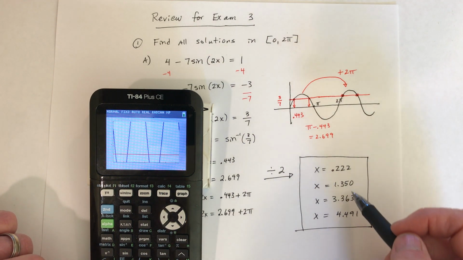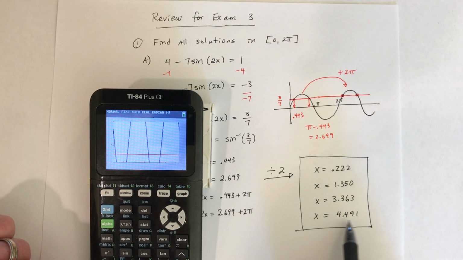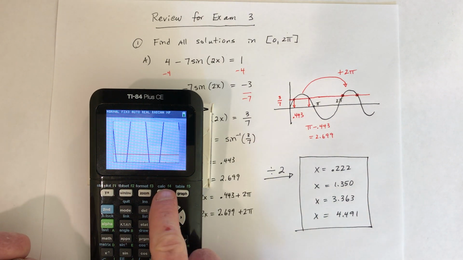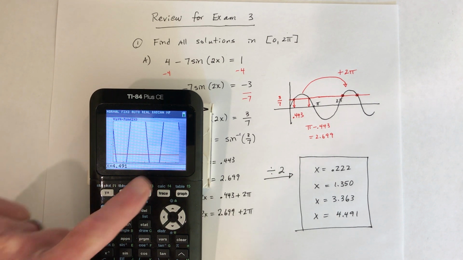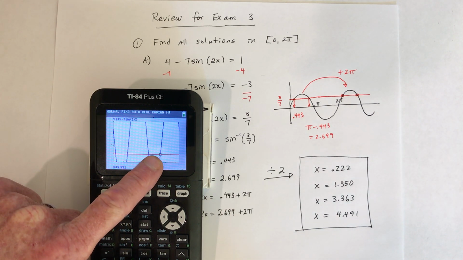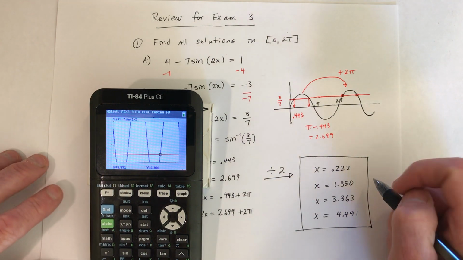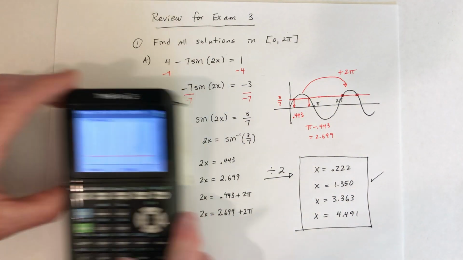So instead of testing each and every one of these, I'm going to test this last one. Most likely, if I got that one right, I got all the rest right. So go to trace and type in 4.491, and that should be that point right there. Spot on. Correct.